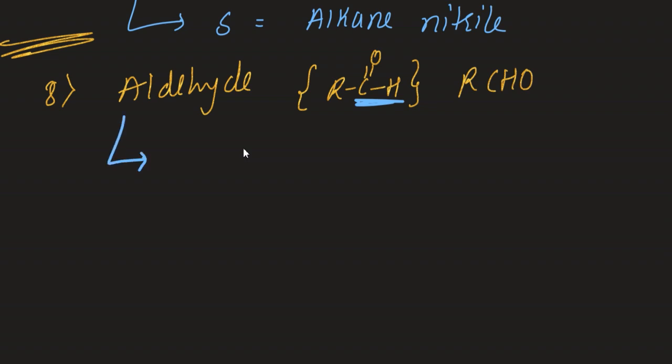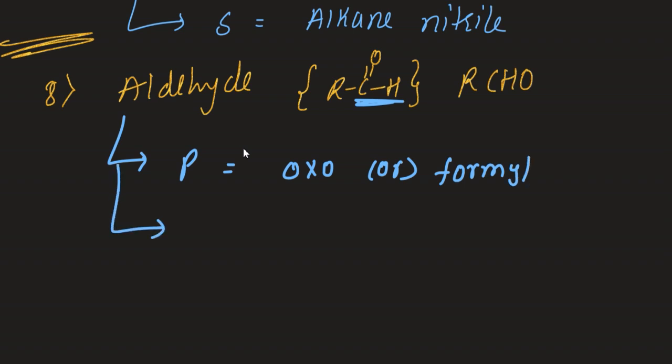In case of aldehyde, whenever it is acting as a prefix, then you should call it as what? Oxo, or you can use the term formyl. Next, whenever it is acting as a suffix, you have to use al, like ethanal, methanal, butanal, like that.